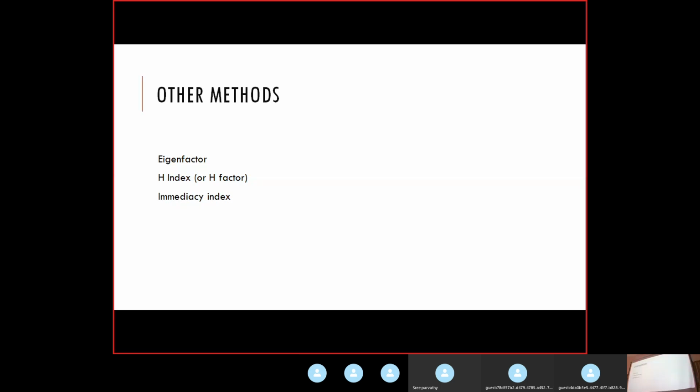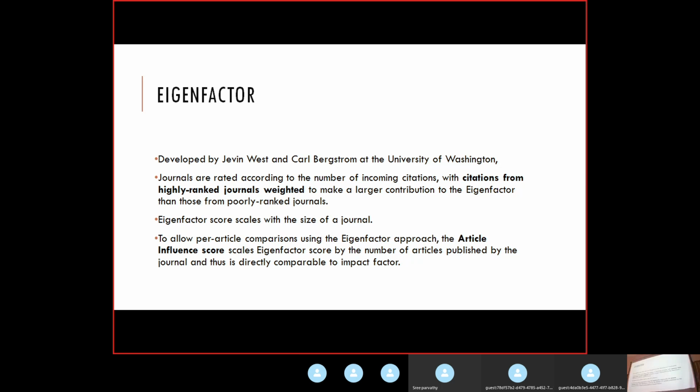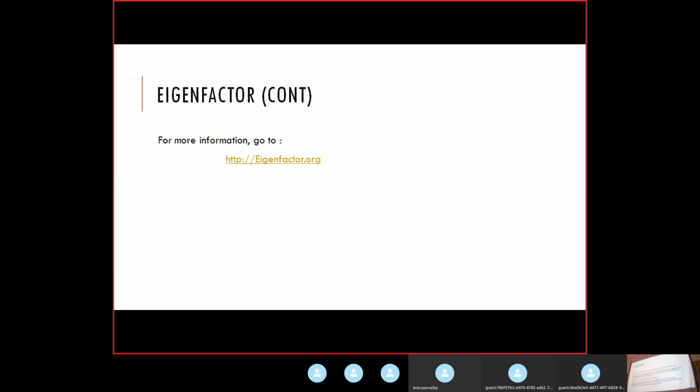Now, other methods are eigenfactor, H-index and immediacy index. Eigenfactor was developed by Jevin West at the University of Washington, and he gave some weightage to highly ranked journals, and the size of a journal. It is the article influence score. That means eigenfactor is based on a researcher. To allow per article comparison using the eigenfactor approach, the article influence score scales the eigenfactor score by the number of articles published by the journal, and thus is directly comparable to impact factor. And eigenfactor counts are available on this website.